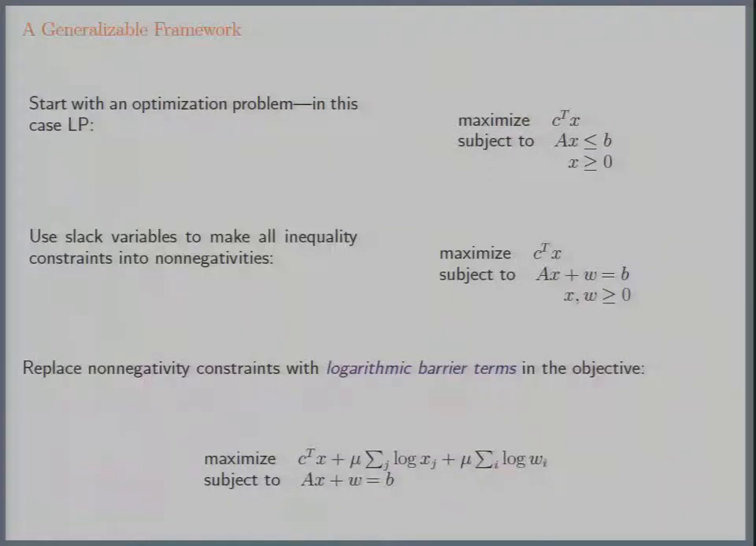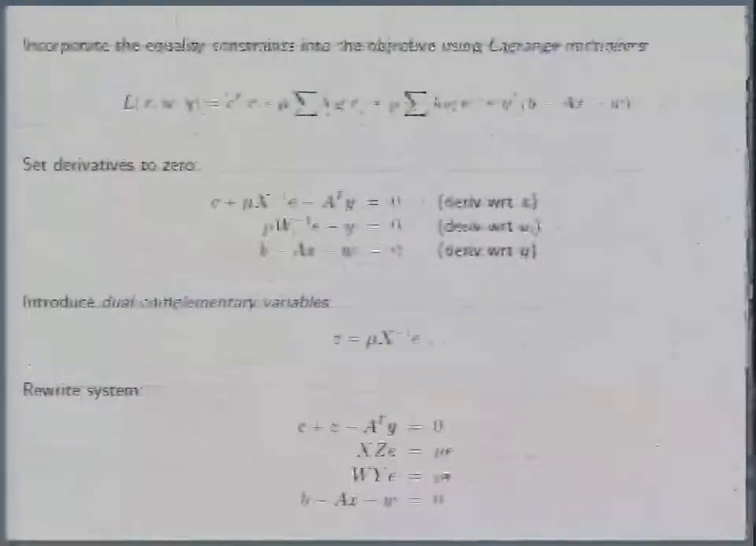And we put this parameter mu here in front. As mu gets smaller, this barrier to hitting 0 becomes less and less strong, and so we get closer and closer to 0. And we do the same thing with w here. And now we've gotten rid of the inequality constraints.